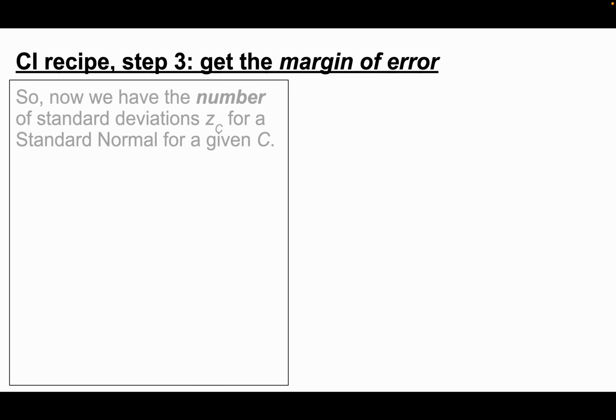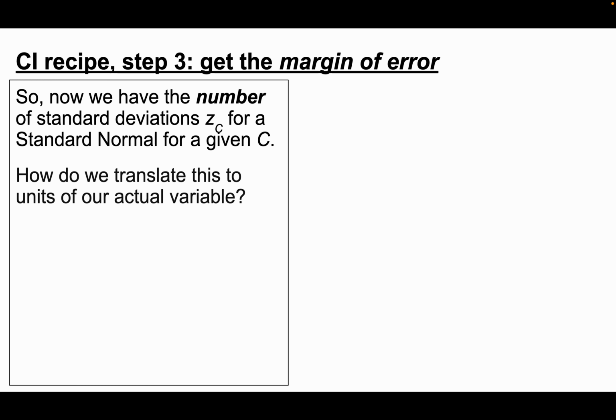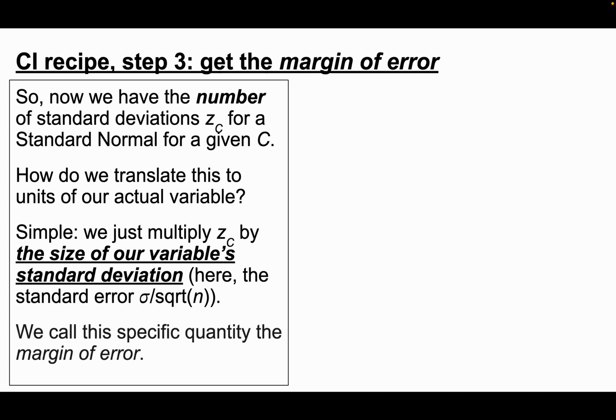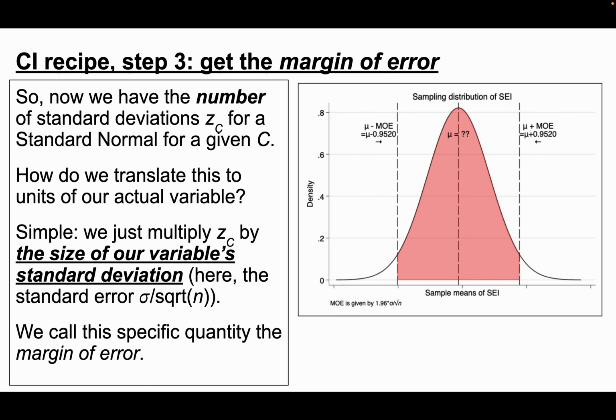Then we get the margin of error. We now know the number of standard deviations for the standard normal for a given confidence, and in this case it's 1.96 and negative 1.96. How do we translate that to units of our actual variable? We just multiply z sub c by the size of our variable's standard deviation, which here is the standard error, sigma over square root of n. And we call that specific quantity, when we do that multiplication, the margin of error.